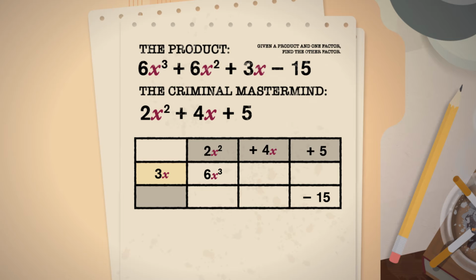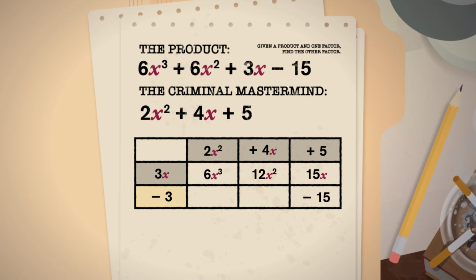This term had its mitts all over the first row. 3x times 4x is 12x squared. 3x times 5 is 15x. As soon as we pin down one of these characters, we can round them all up. Let's put the screws to that negative 15. What could have come along and turned that innocent 5 into negative 15? A negative 3 must have done it. And when we pencil that in, suddenly we've got everybody.